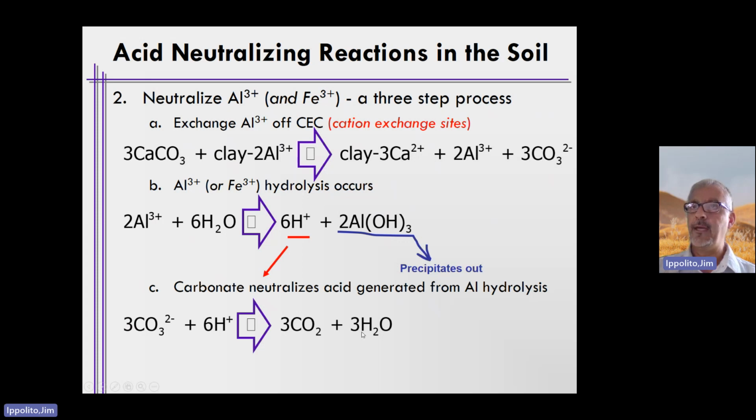So this is all taken together in one giant step or 3 sub-steps. This is what happens when we lime a soil. We remove free hydrogen ions, like you saw on the previous slide, and we remove free aluminum ions from the exchange sites, and we reduce the subsequent acidity that's generated in the soil solution.